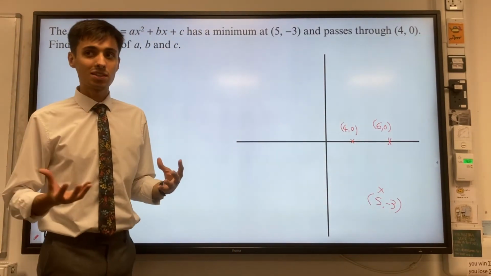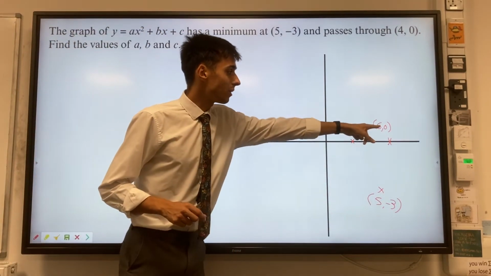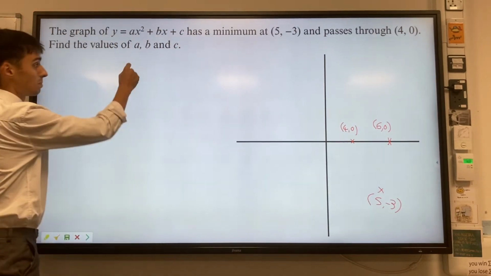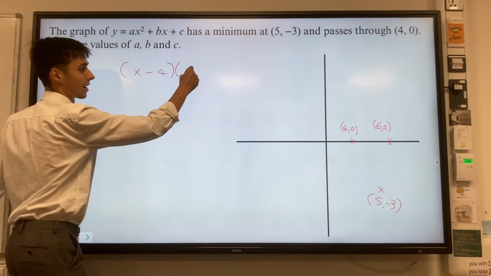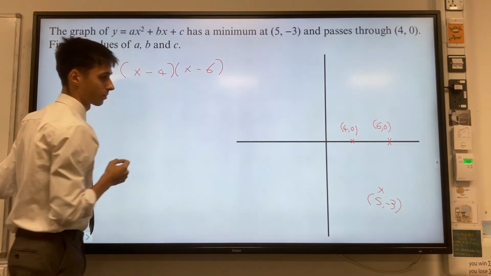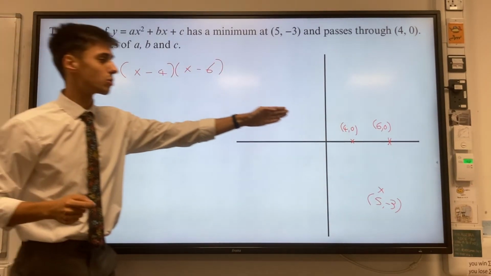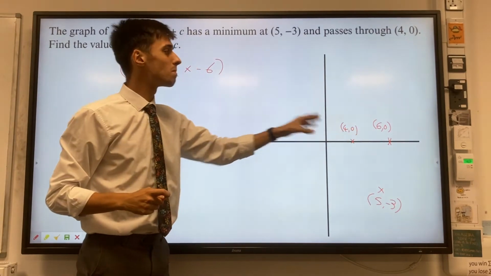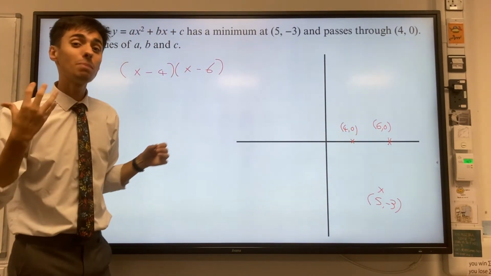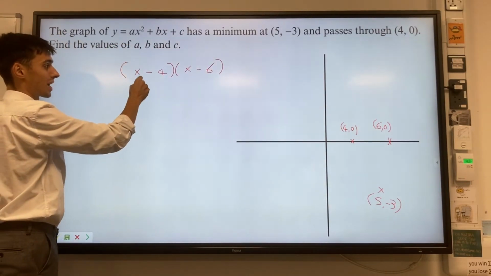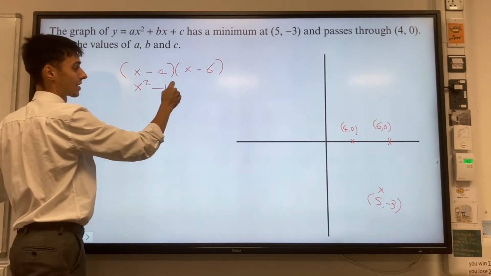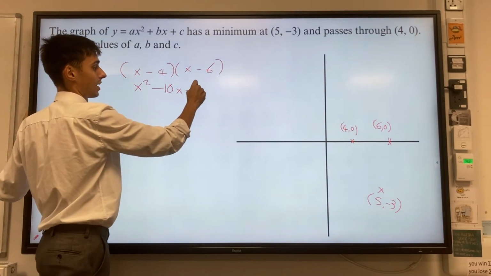It's tempting to think, well, if it goes through these two, it must just be (x - 4)(x - 6), because that fits those two roots. But this isn't our graph, and we're about to see why. So if we expand this out, we would get x squared subtract 10x plus 24.